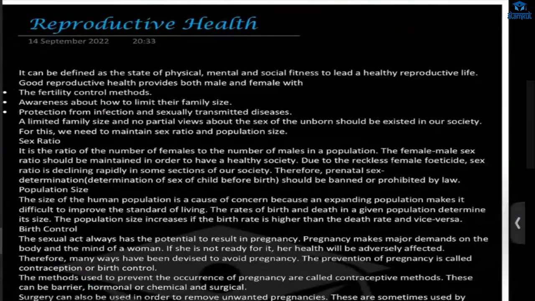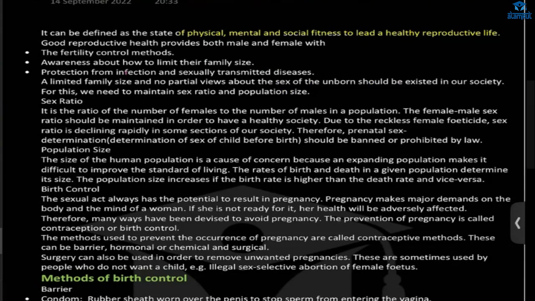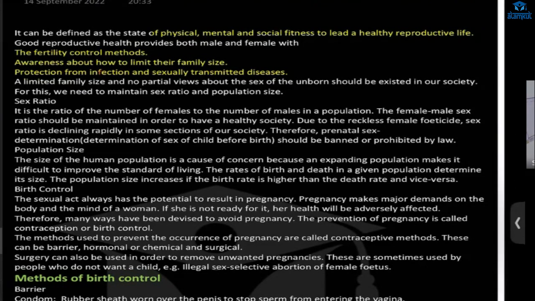Next, we have reproductive health. It is defined as the physical, mental, and social fitness to lead a healthy reproductive life. There should be fertility control methods, awareness about how to limit family size, and protection from infections and sexually transmitted diseases. So these three things are important. Fertility control method means the method to control fertilization.